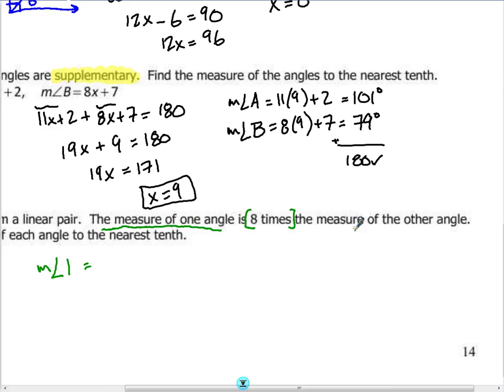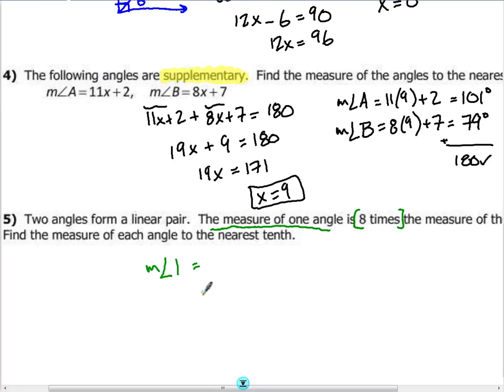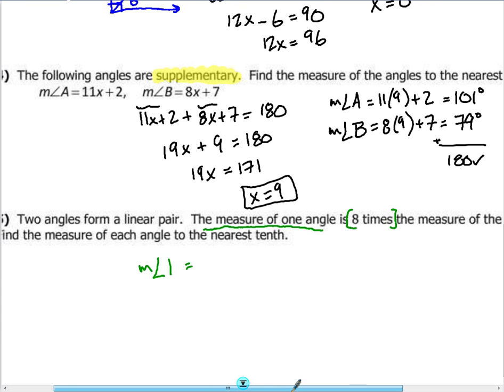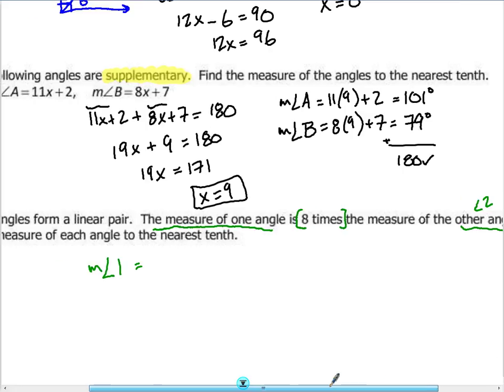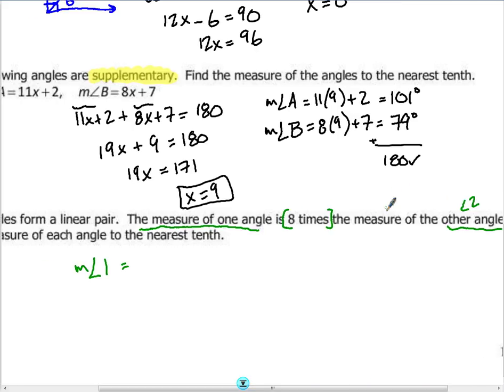So one angle has a relationship to the other, and if it's 8 times as large as the other angle, for example if the other angle was 10 degrees, angle 1 would be 80 degrees, right? If angle 2 was 20 degrees, then the next angle would be 160 degrees, because we're just multiplying by 8 every time. So let's say we didn't know what angle 2 was. Let's say angle 2 was x. What would you do to find angle 1? Well, you'd take 8 times x.